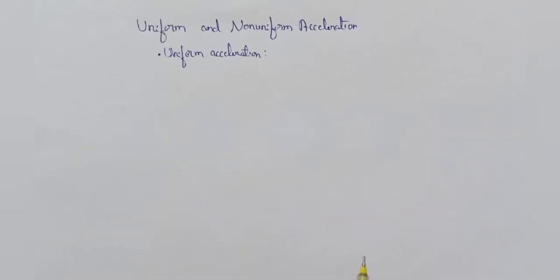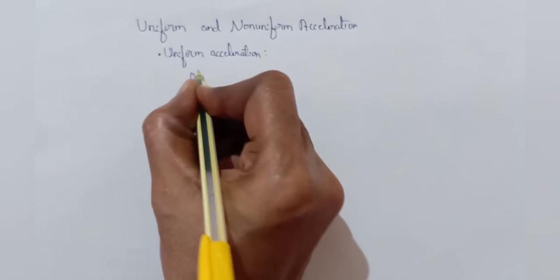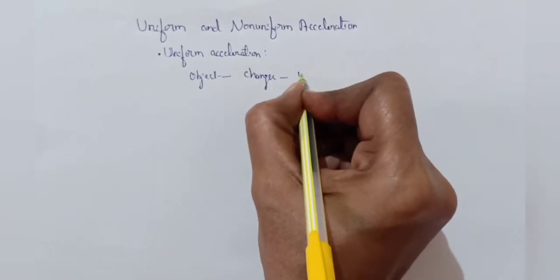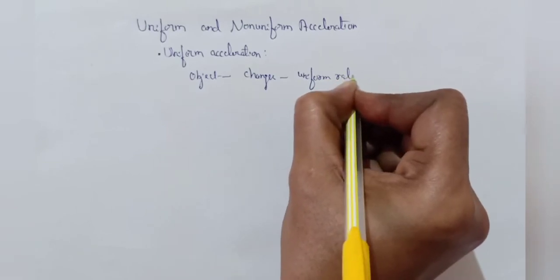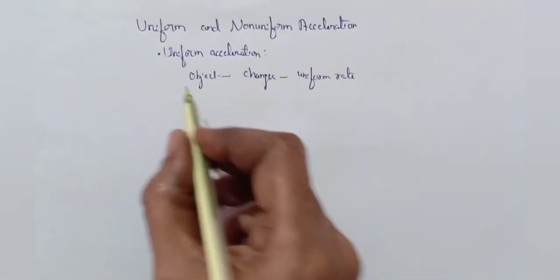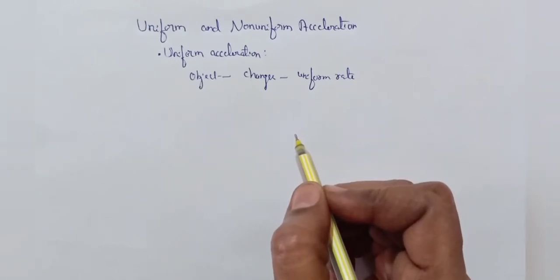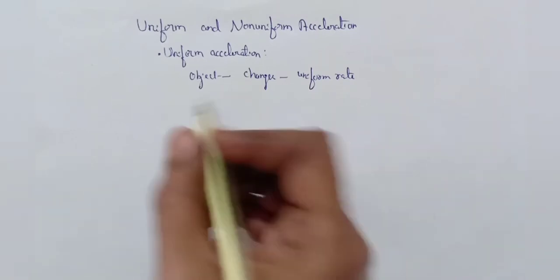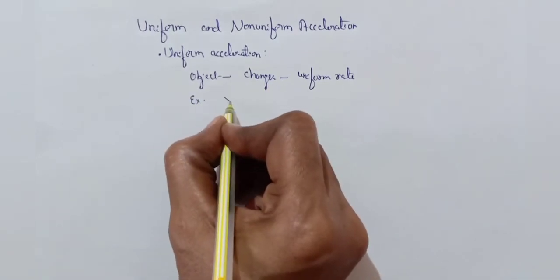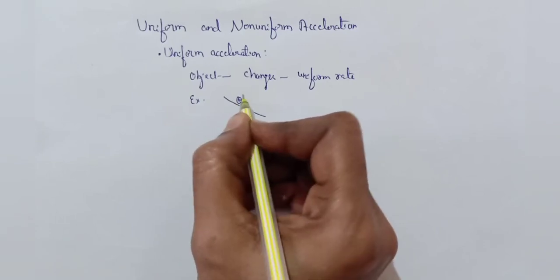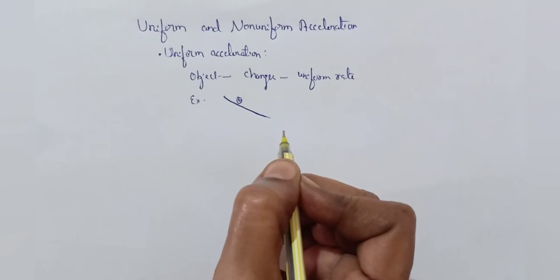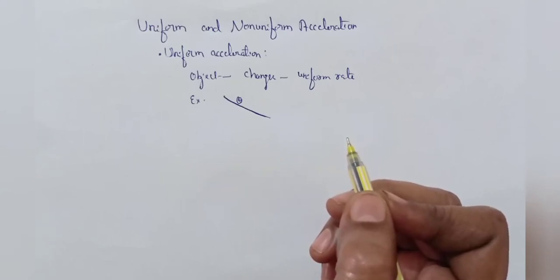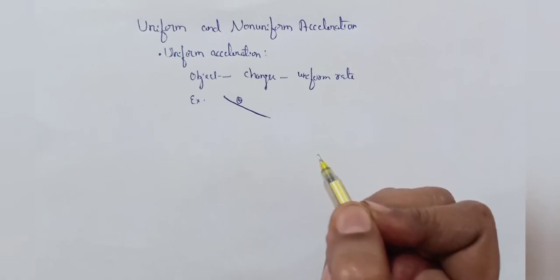Uniform and non-uniform acceleration. If an object changes its velocity at uniform rate, then the acceleration of an object is said to be uniform acceleration. If an object changes its velocity at uniform rate, then the acceleration of the object is said to be uniform acceleration. Example, when you roll a ball on a smooth inclined plane, the speed of the ball increases with the time uniformly. So the motion of the ball on the inclined plane is an example of uniform acceleration.